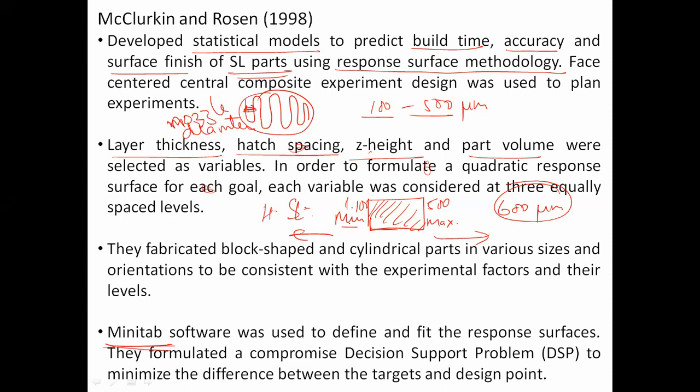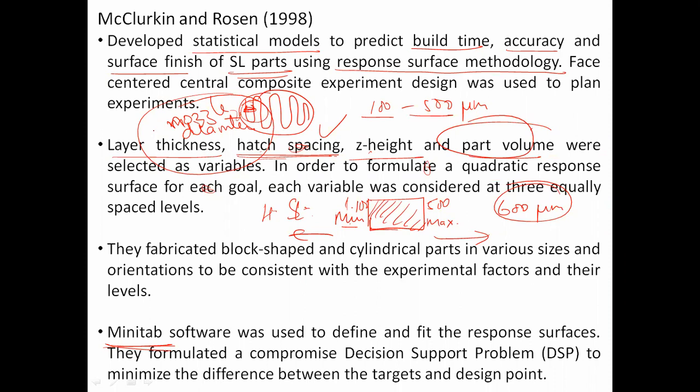As a result, part volume was coming out to be insignificant. Hatch spacing was coming out to be significant. But hatch spacing is not an independent parameter. It depends upon the nozzle diameter. That is why later on, after 2003, when FDM was analyzed in more depth, people understood and realized that it is actually the nozzle diameter that plays a very significant role as compared to hatch spacing.